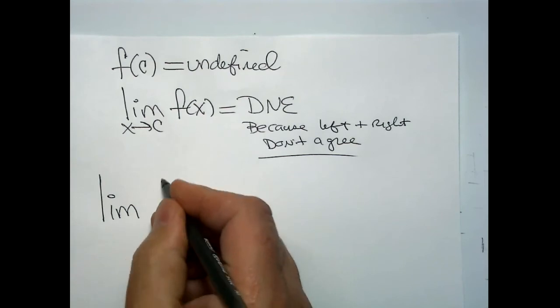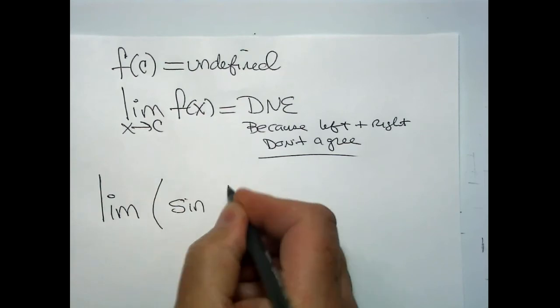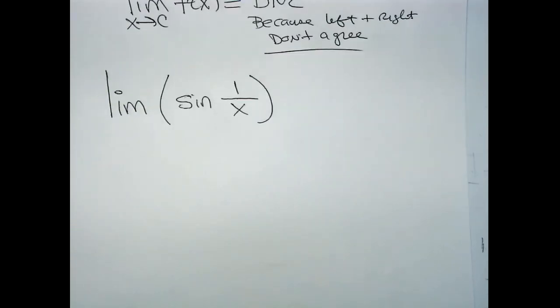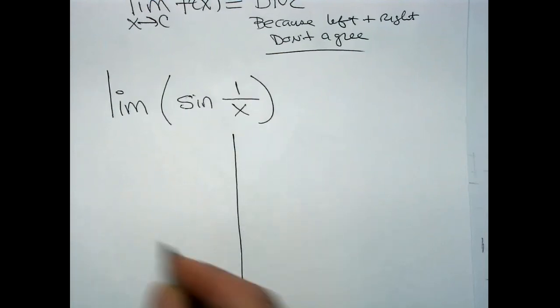The function, now I'll finally actually put a function in. It'll be the sine of 1 over x. You might think this would be a regular old sine curve, but this 1 over x really causes some problems for this curve. I want you to take a look at it.